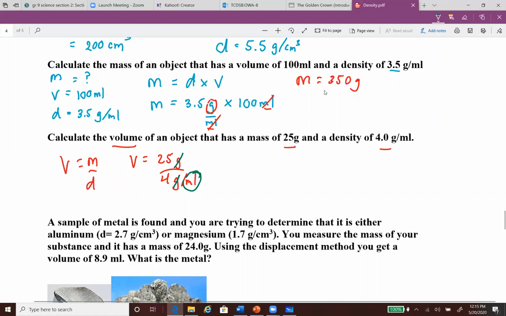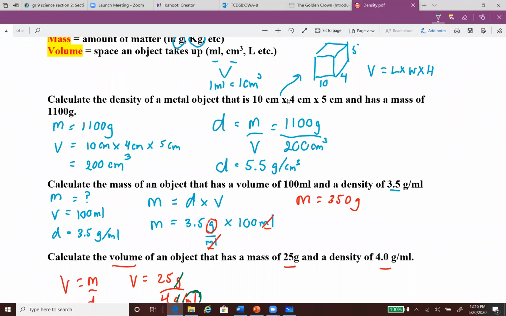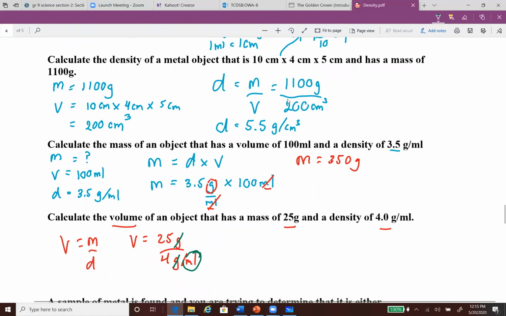Again, that should make sense because volume is expressed in things like milliliters, centimeters cubed, liters. So we should be left with a unit that expresses volume. There we go, milliliters. So our volume is 25 over 4, which is 6.25 milliliters.